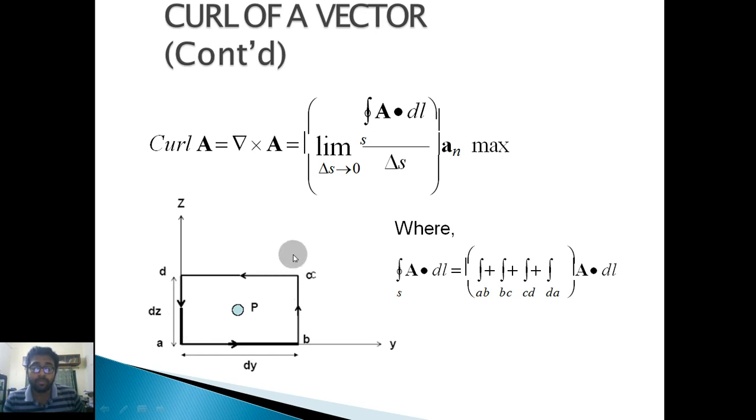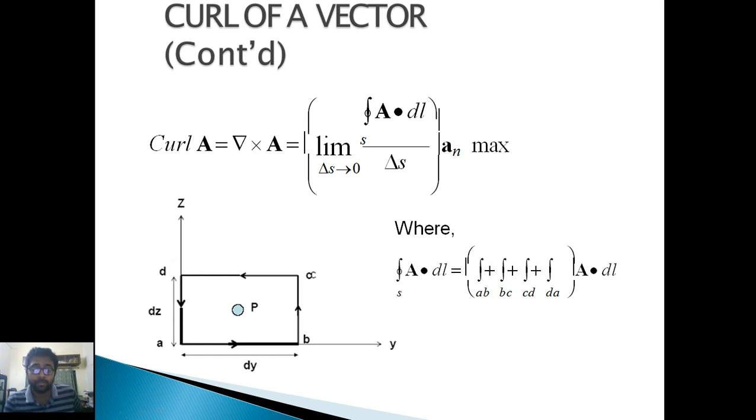Now if you take a closed integral of that A dot dl vector, and we divide the value of that surface integral by the total surface area, we will get the value of the curl of a vector, and the direction of the vector will be normal to that surface.